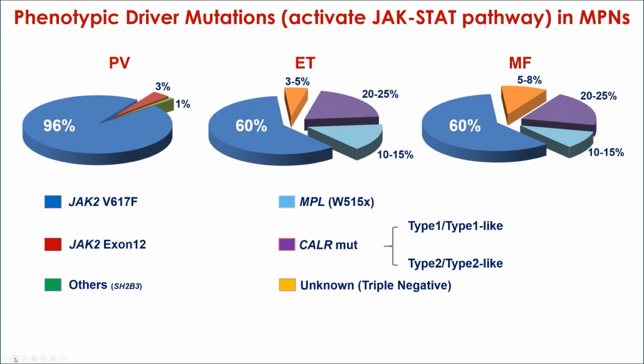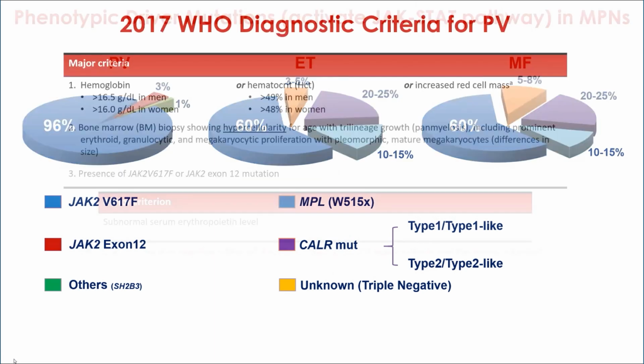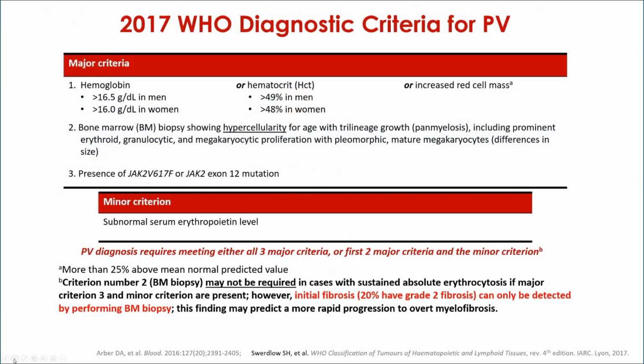Otherwise, in ET and myelofibrosis, as you can see, mutations are spread from the JAK2 to calreticulin to MPL in the order of frequency. And then there are some patients that don't have any driver mutations, so-called triple negative patients. We're going to start with PV, and just to highlight the diagnostic criteria, which are not that complicated.